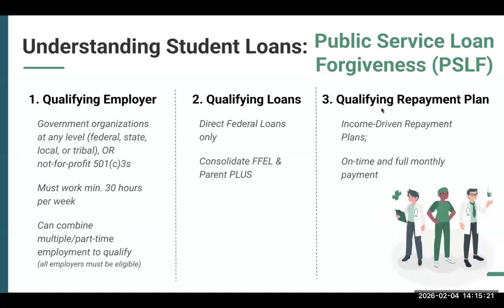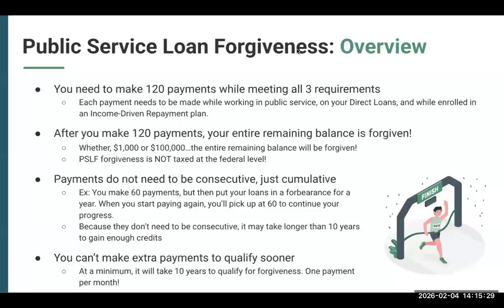No, Marnie, the public service loan forgiveness does not need to be consecutive, which actually leads me to my next slide. The payments do not need to be consecutive, and that is great because it does offer you that flexibility. So whenever you do reach the 120 payments, that's when the loan is forgiven. Sorry, I'm kind of jumping ahead of myself, but it is 120 payments because this program is 10 years. So it's going to be one payment every month for 10 years. That's how they get to that 120 number. You can't make extra payments to qualify sooner.